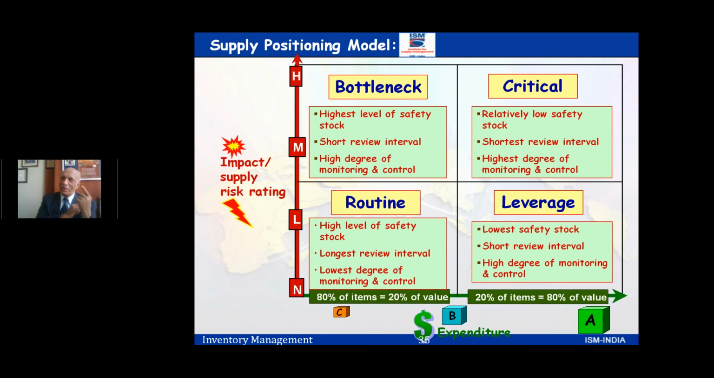It's not the cost, but being a bottleneck item, my review period will be short. If this one is critical, I'm looking every week. Routine, I may look after 6 months, after 3 months. Bottleneck, I may look after 1 month. So it's a different approach.